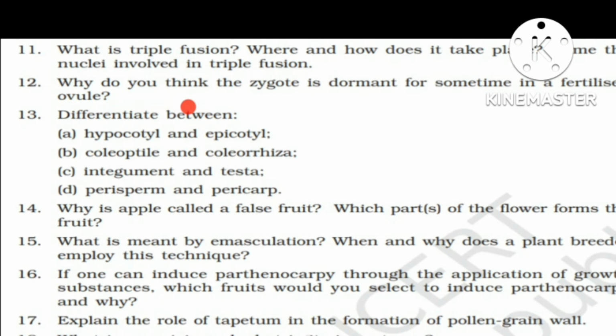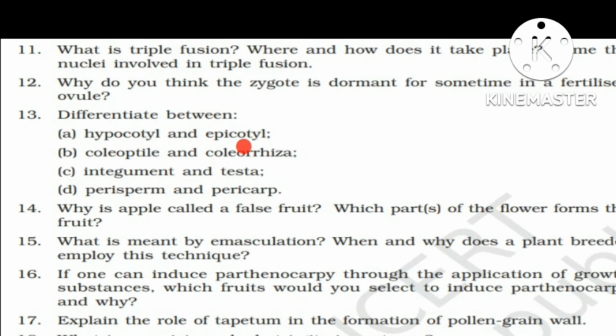Why do you think the zygote is dormant for some time in a fertilized ovule? Because the zygote has to derive its nourishment from the endosperm. That's why it will be dormant. Differentiate between hypocotyl and epicotyl.